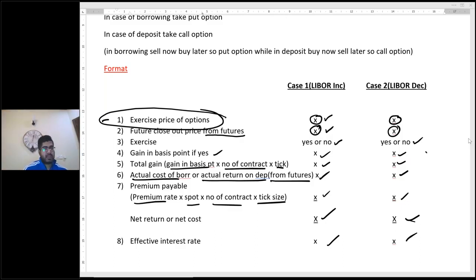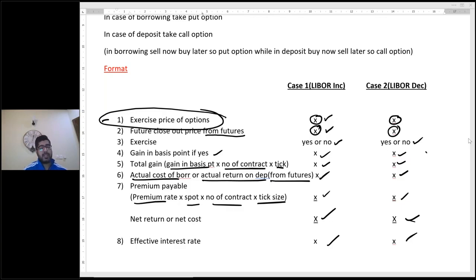FRA 4-6 means start in 4 months, last for 2 months. The first number is the starting period and the gap is the lasting period. Second technique, that is the format of FRAs: actual cost of borrowing or return on deposit, and then gain or loss due to FRA can be added or deducted.